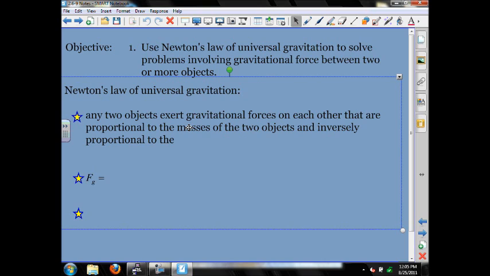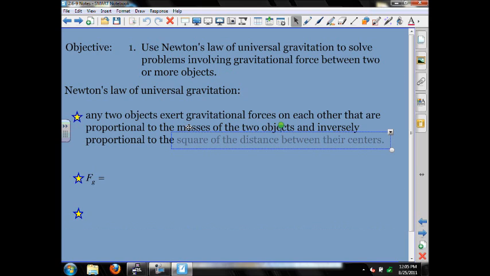The distance apart goes, except it's the square of the distance apart. So when I double the distance between them, I multiply it by a factor of 2. 2 squared is 4. So the gravitational force will decrease by a factor of 1/4.